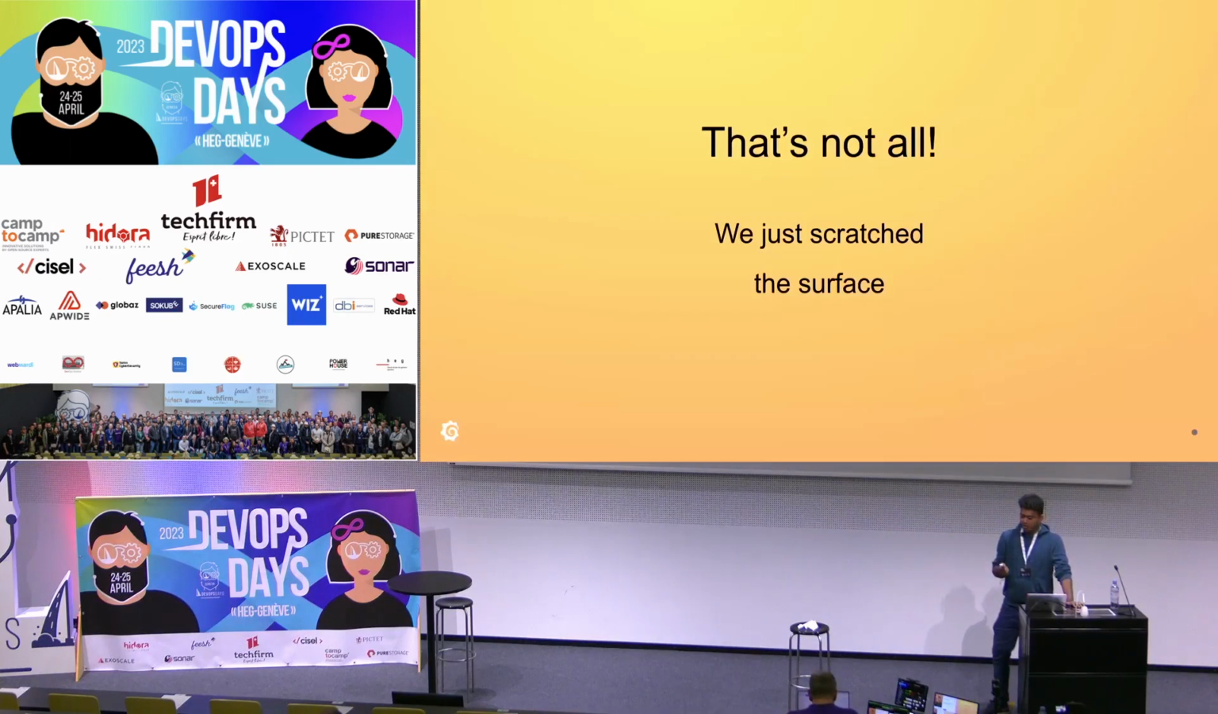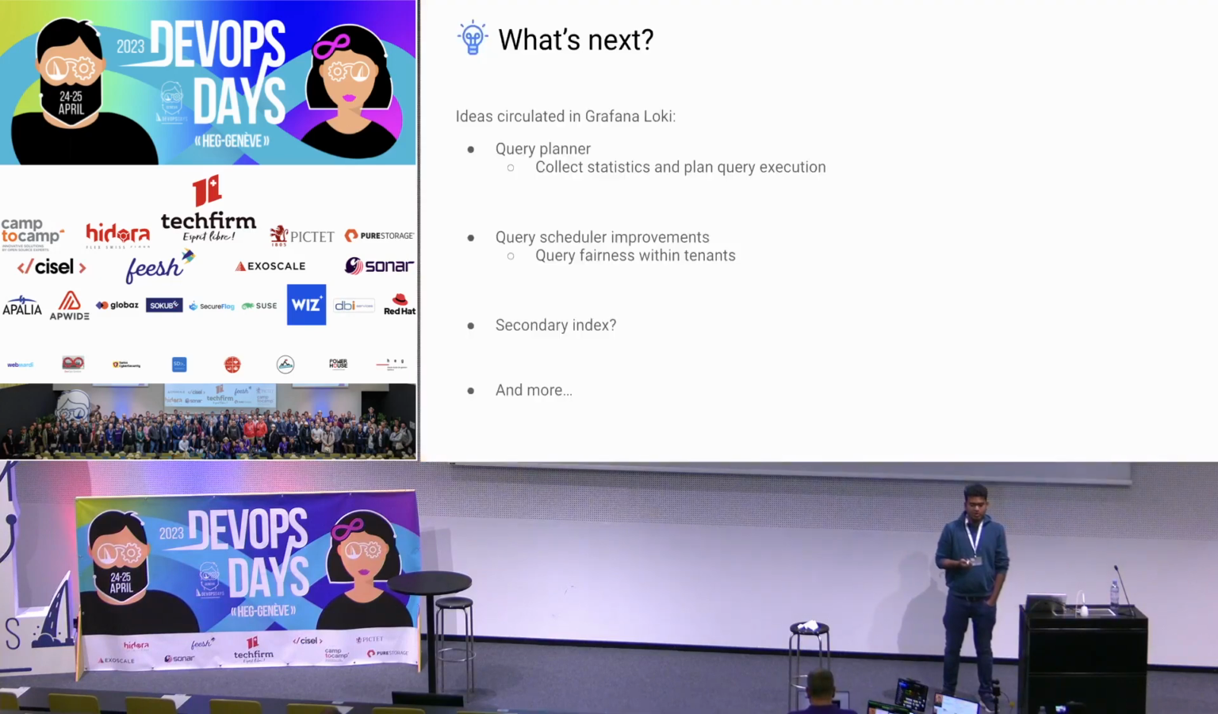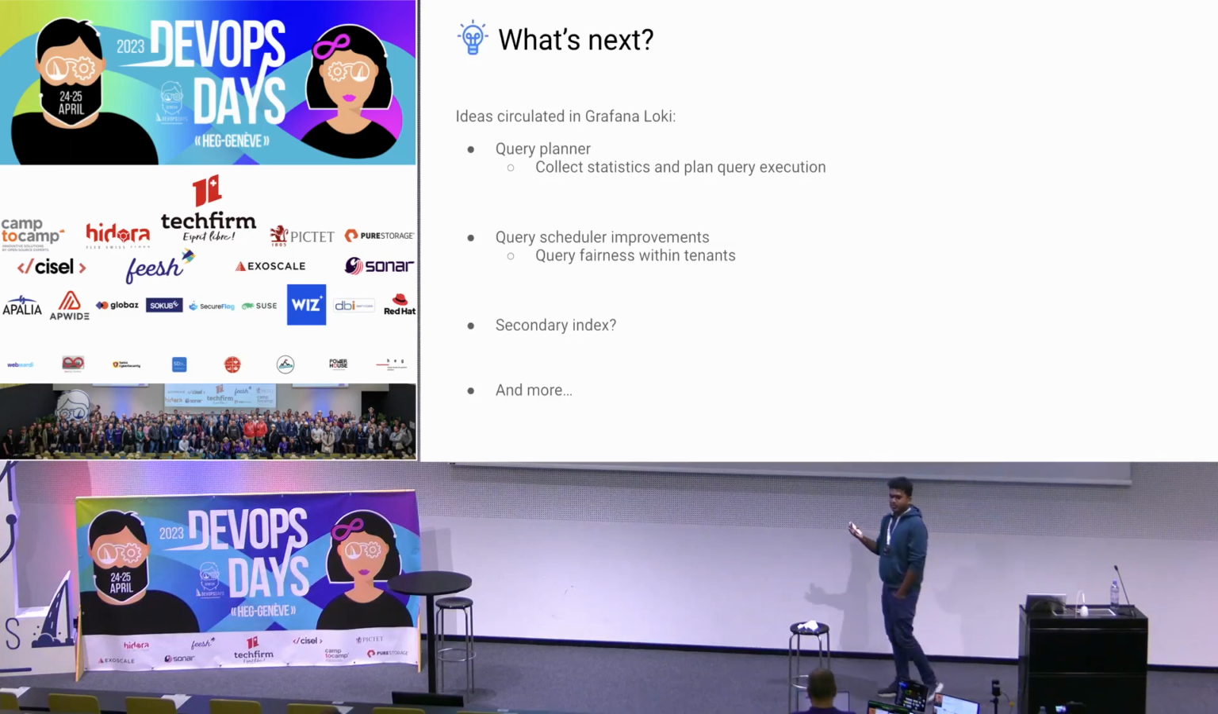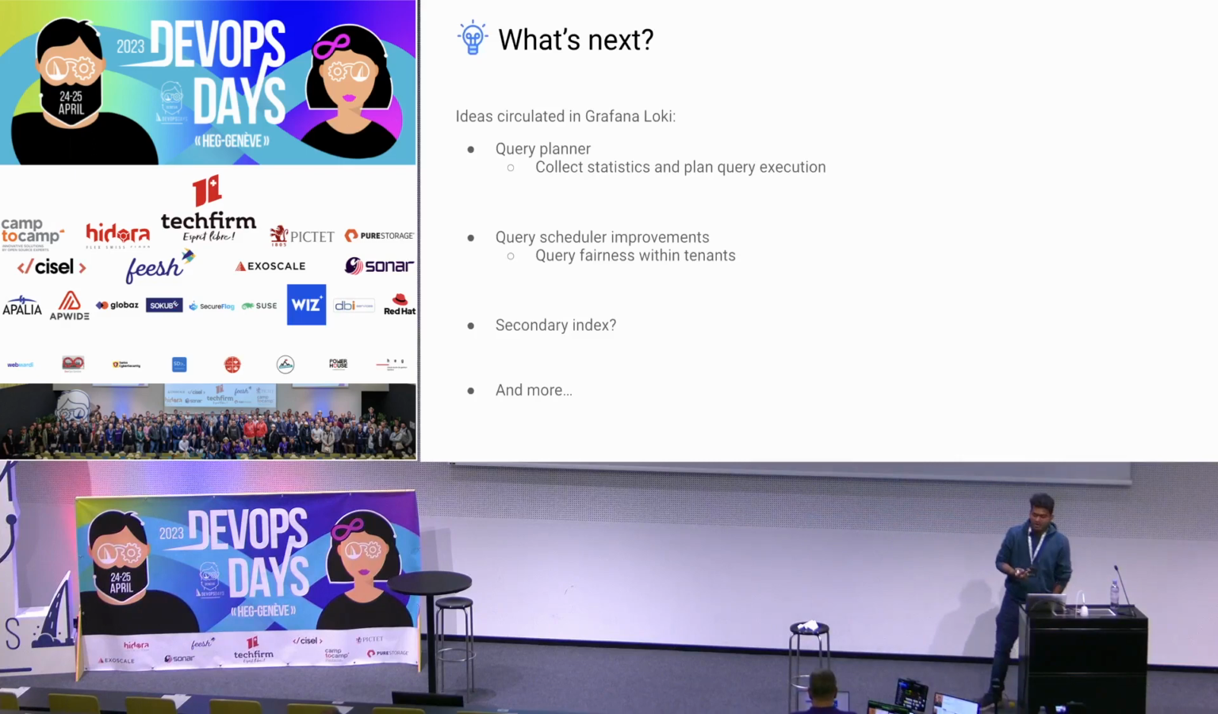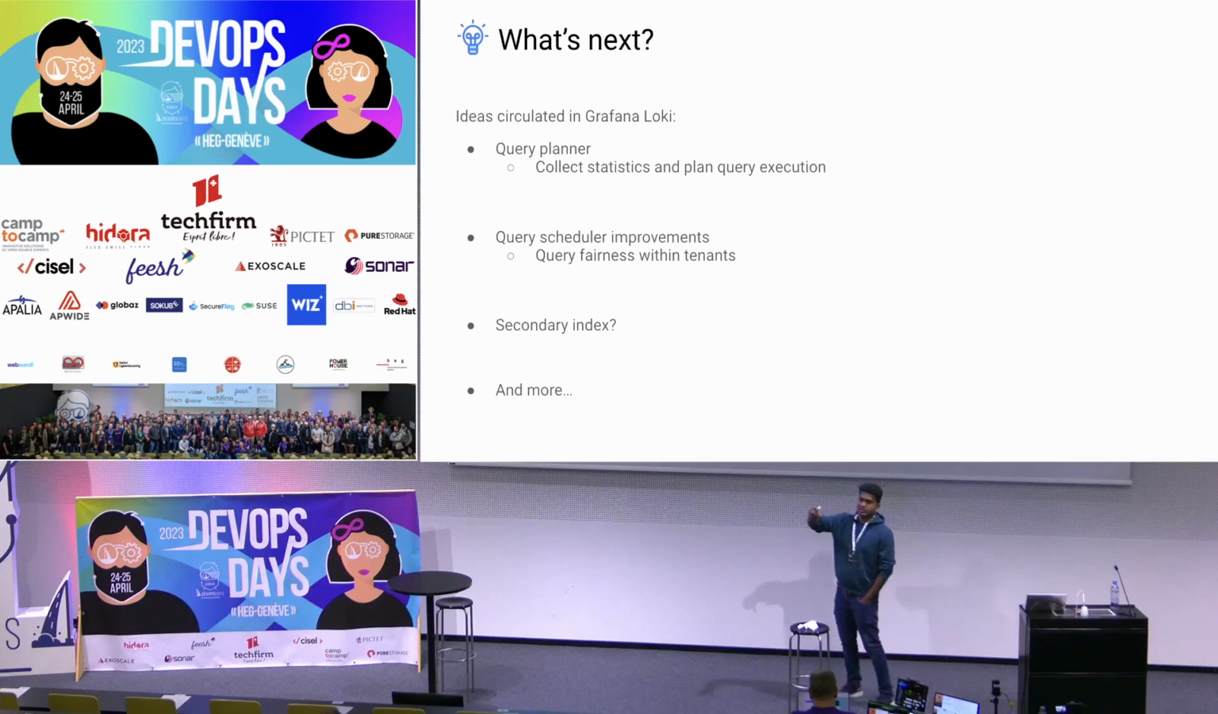Yeah, that's not all. If you find any of this interesting, come and talk to me. There is so much more that I didn't cover here. Also, Loki being relatively modern, we have a lot of ideas floating around as future improvements. For example, one of the things we are currently working on is a query planner. You can think of it like EXPLAIN in SQL, right? It will give you some kind of report on how much data your query is going to touch, so that you can optimize your query yourself, kind of like SQL EXPLAIN.